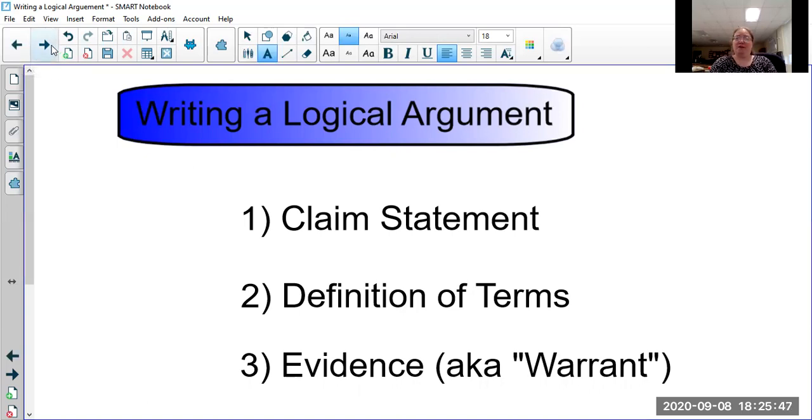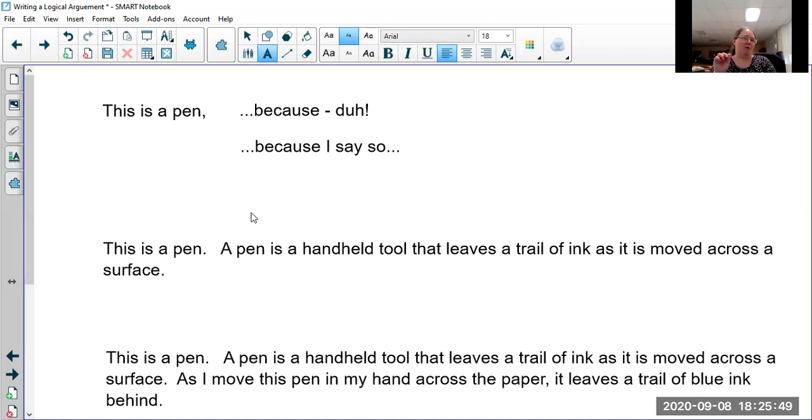And I'm going to expand on this just a smidge and show you the power of how you define your terms and use your evidence. Right? This is where people get paid the big bucks to get kind of sneaky on stuff sometimes. So I might make an argument and say, this is a pen. A pen is a handheld tool that leaves a trail of ink as it's moved across the surface. But this pen doesn't leave any physical ink behind, right? There's nothing happening on the paper as I move this pen across it, because this is a digital pen.